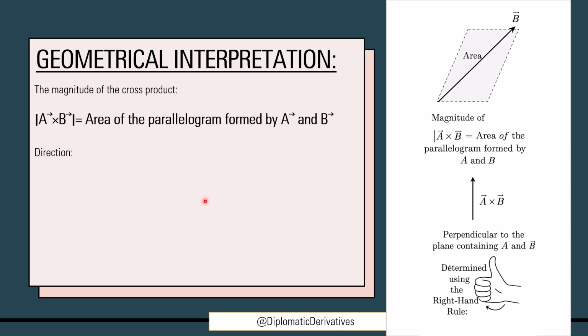Now we talk about the direction. This was about the magnitude. Now we have the direction, because why are we talking about this? Because basically a vector has two things.